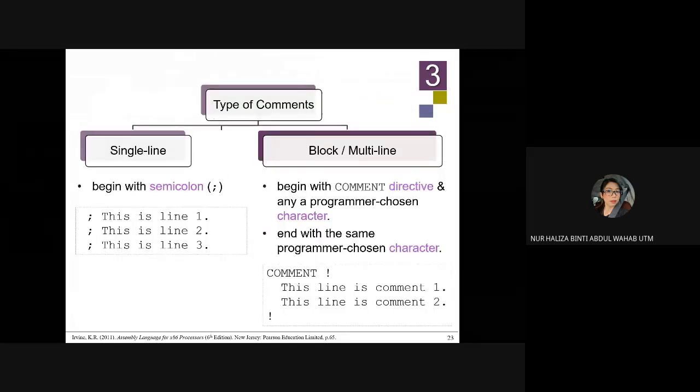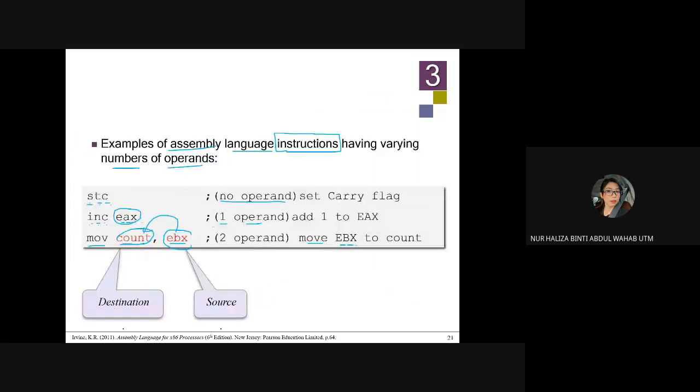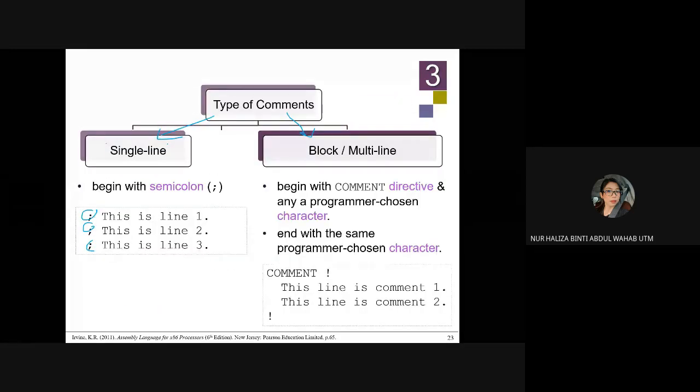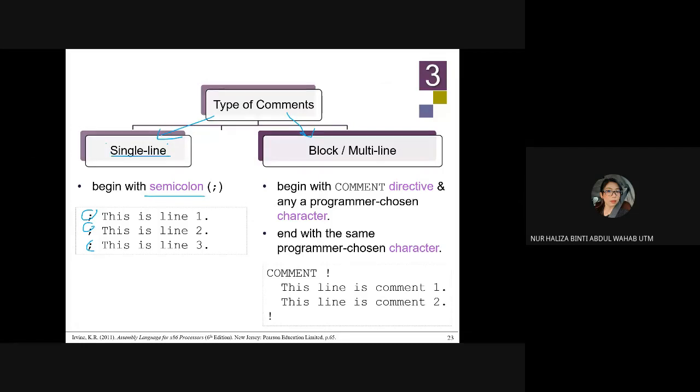So you have two ways to write a comment. First, using a single line. This one you normally see previously, right? So you can see, okay, this is all the comment, just to inform you what is basically happening here. So this is how you put comments for each line, using a semicolon, single line.